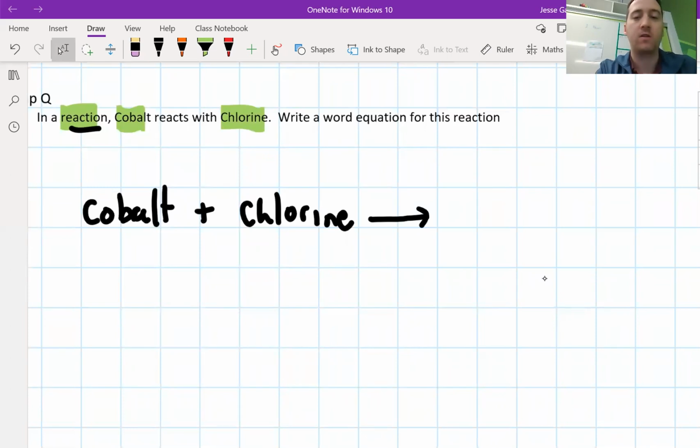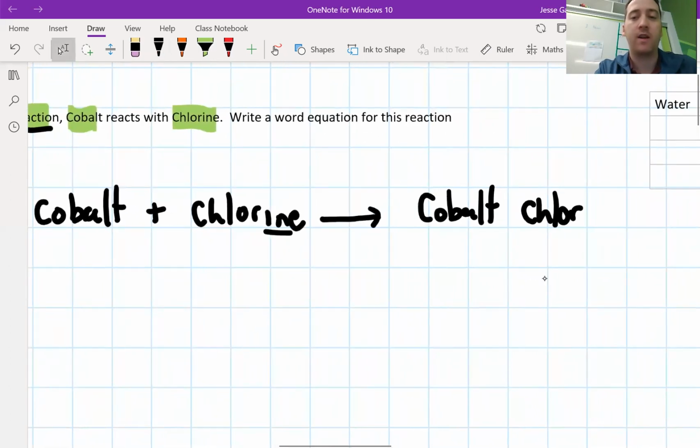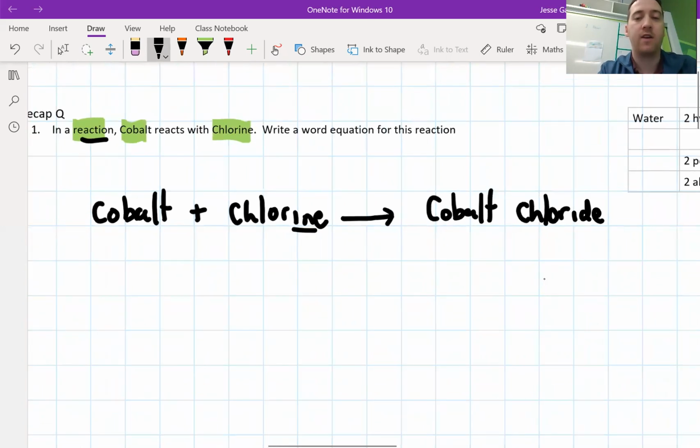Okay, so you should find cobalt on the left-hand side of the step line, which means it's a metal. So it goes first. So it's cobalt. And then we put the non-metal second: cobalt, chlor, and we don't keep the ending in -ine because there are two elements in this compound that we're forming. It's going to make cobalt chloride. So we end the name in -ide. So that there is a word equation that describes what's going on in this chemical reaction.